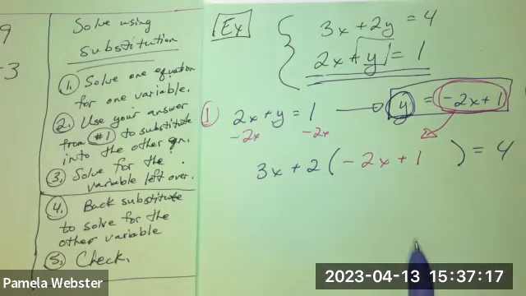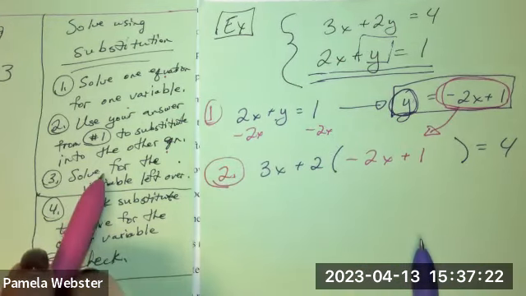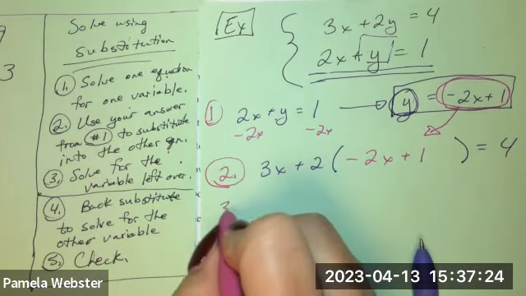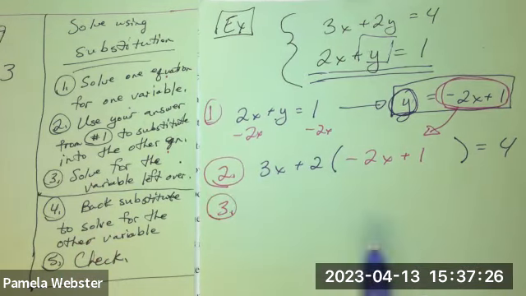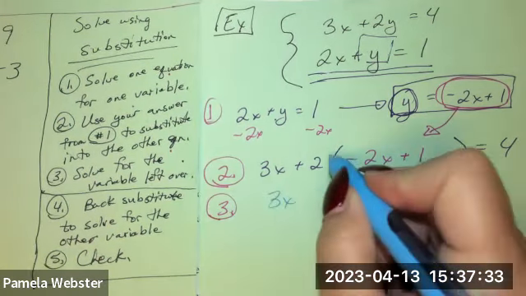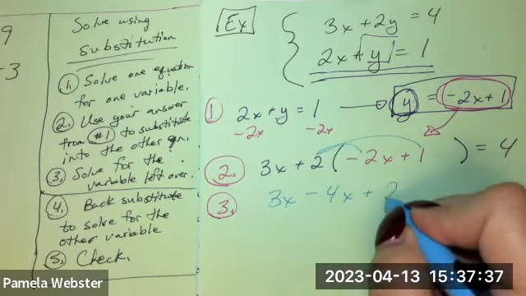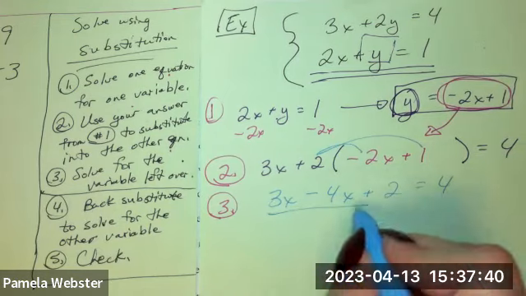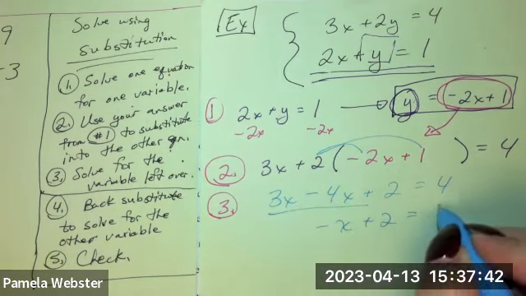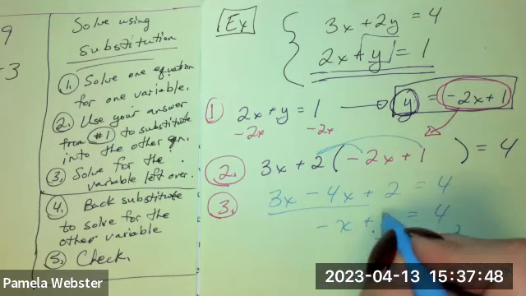I did that, so I've substituted into the other equation, and step number 3 is solve for the variable that's left over. The variable that's left over in this case is x. So let me solve for that. 3x, I'm going to distribute this 2: minus 4x plus 2 equals 4. Negative x plus 2 equals 4. I need to subtract this 2 off. So minus 2, subtract the 2 off.